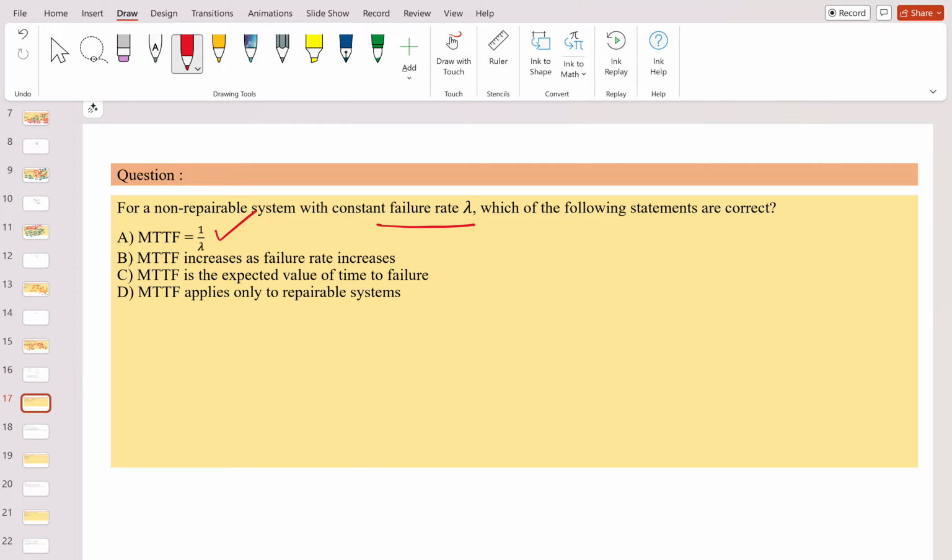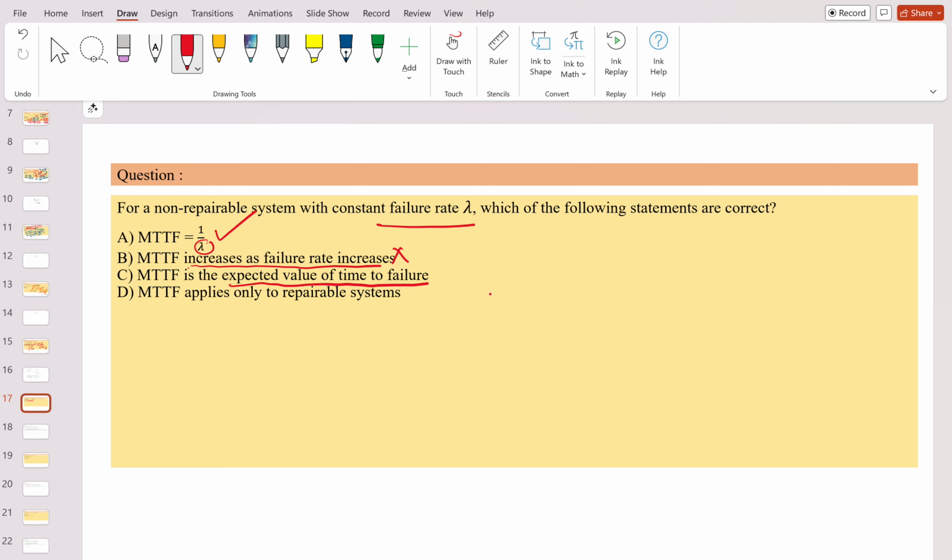The statement that MTTF increases as the failure rate increases is false, because it decreases as the failure rate increases. So option B is false. Is it the expected value of time to failure? That is also true.